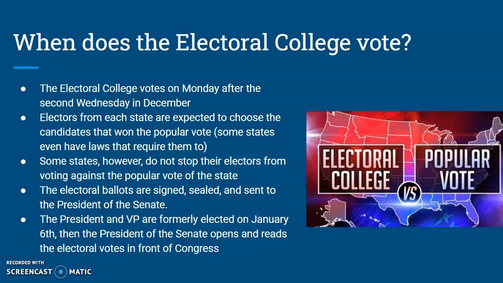So, the electoral ballots are signed, sealed, and sent to the President of the Senate on that Wednesday in December after they cast their vote. And the President and Vice President are formally elected on January 6th, when the President of the Senate opens and reads the electoral votes in front of Congress.